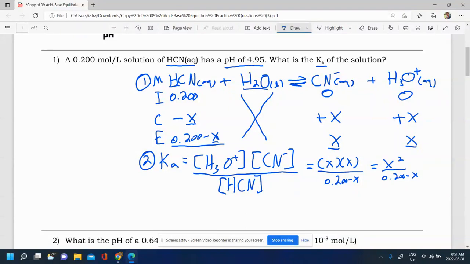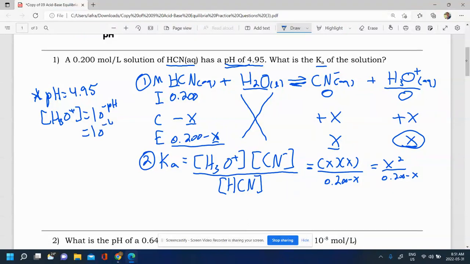So we're going to do a little side step here. pH is equal to 4.95. Remember, the pH came from H3O plus. That pH is at equilibrium. So that essentially is what your X value is going to be. But you need the H3O plus concentration from pH. So if you want the concentration of H3O plus, remember the relationship is 10 to the negative pH. So in this situation here, that's 10 to the negative 4.95. So that's what my X value is going to be.